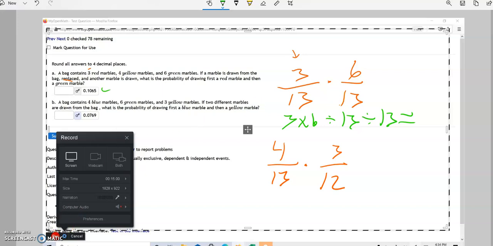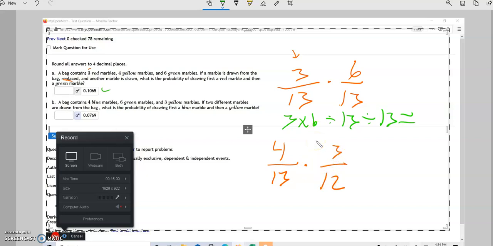So now that it is not replaced, there's 4 blue, so it's 4 out of 13. Now there's 1 less marble, because it's not replaced. And there's 3 yellows, so now my probability is 3 out of 12 instead of 13.